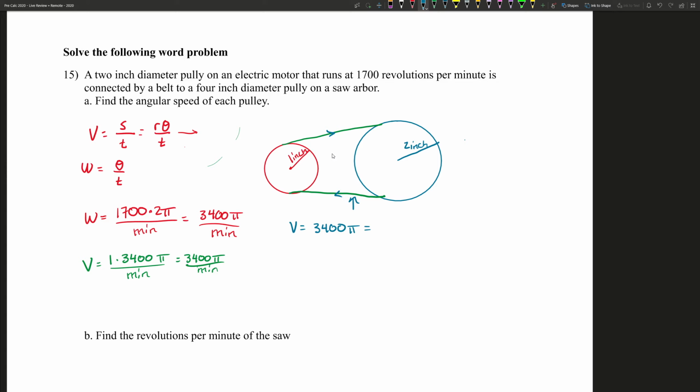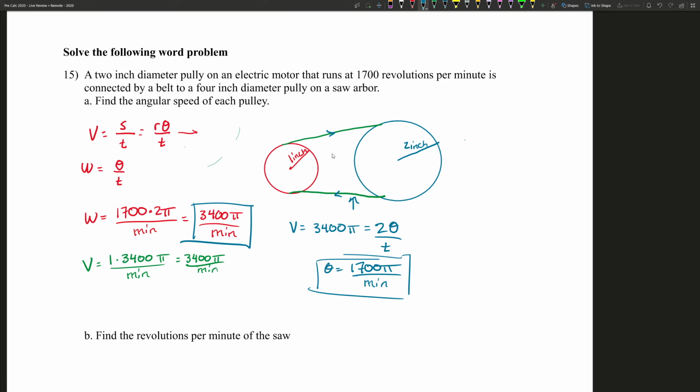Which will be equal to radius times our angle theta over time, and we can solve for theta, right? So if we just divide by 2, theta is 1,700 pi. And this would be per minute, right? So then this and this are our answers.